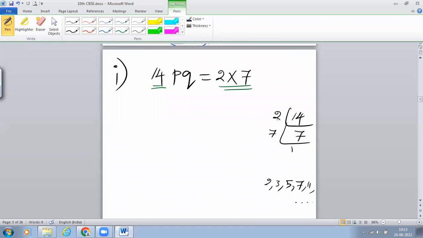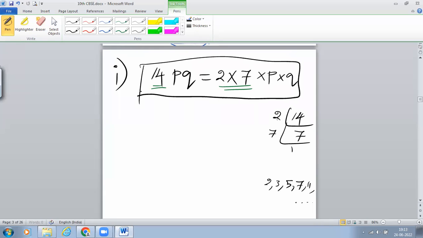If there is no symbol between a number and a variable, that is an alphabet, then it means that between this number and variable we have a multiplication symbol. So I'm putting the multiplication symbol. Now PQ, the meaning of PQ is P into Q. Now this is called the factorization of 14PQ. Now we have factorized 14PQ.